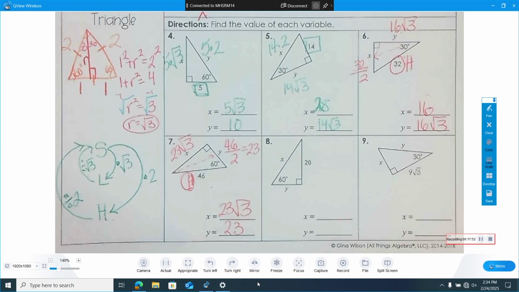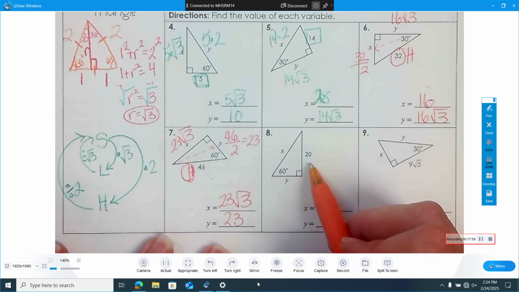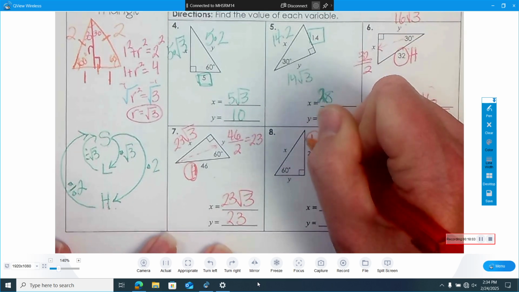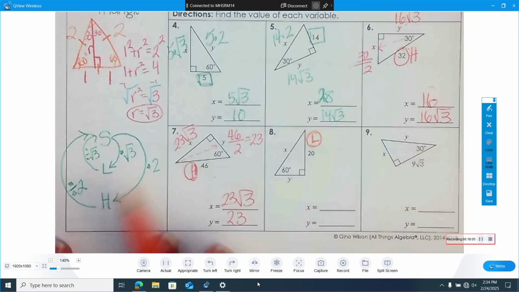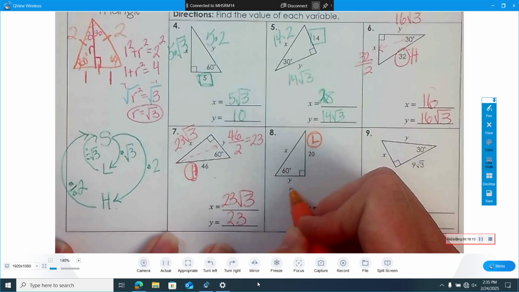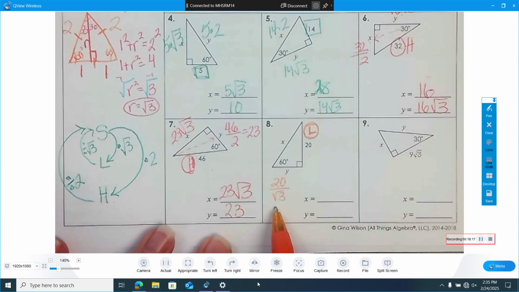All right, now for the really tricky ones, number 8 and 9. On number 8, what information did they give us? They're giving us the long leg, so we're here at the long leg. What do I need to do to get the short leg? Divide by radical 3. So my short leg would be 20 divided by radical 3, but I can't divide by radical 3. What do I have to do?